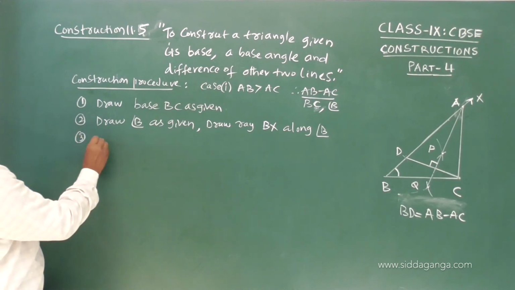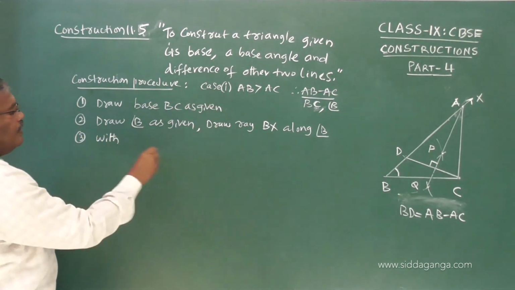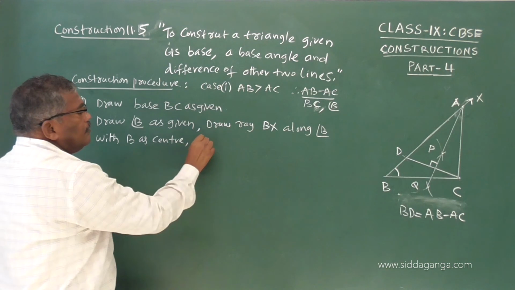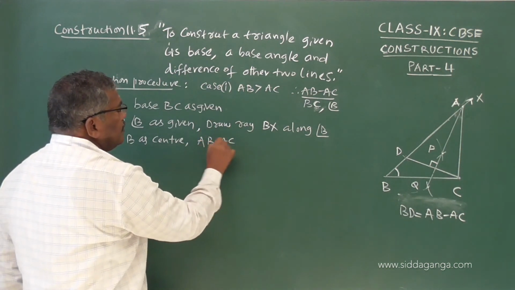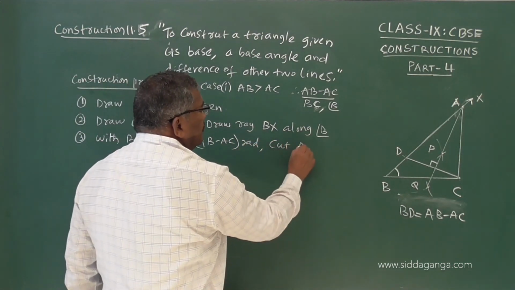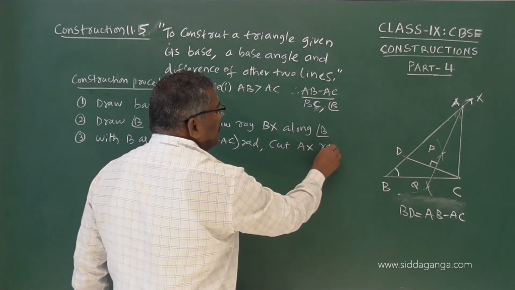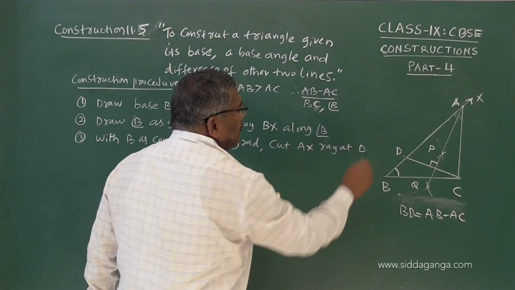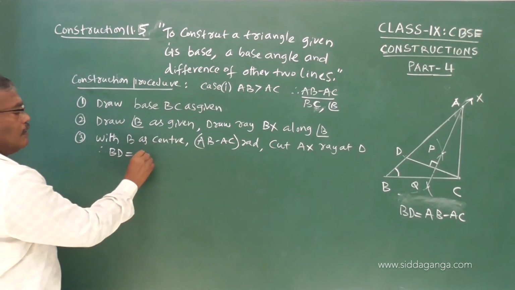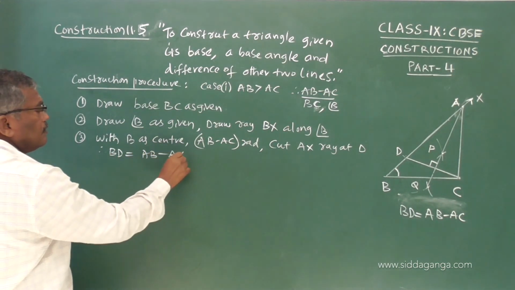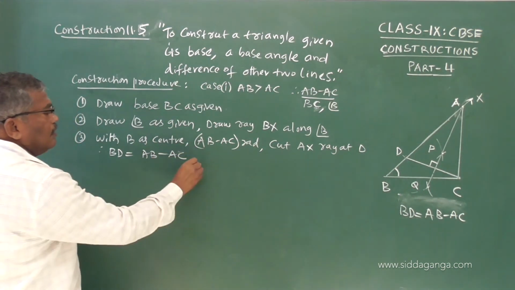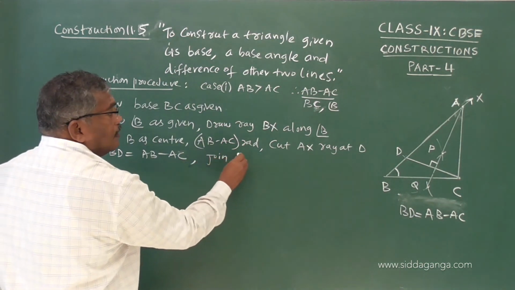Third, with B as center and AB minus AC as radius, cut the ray BX at D. So therefore BD equals AB minus AC. Now join DC.